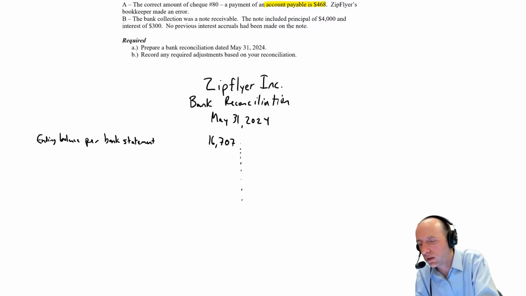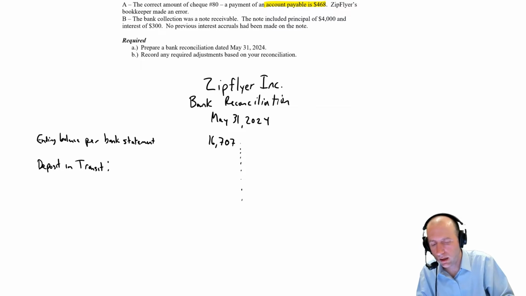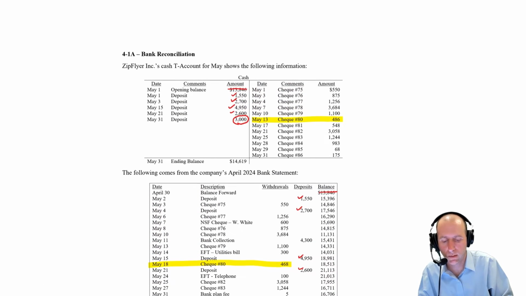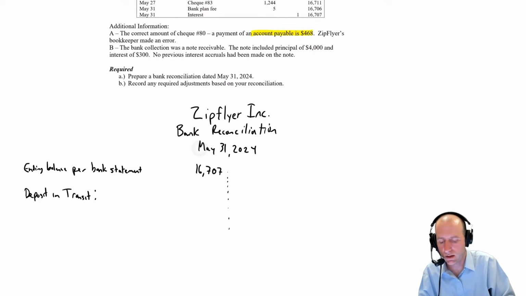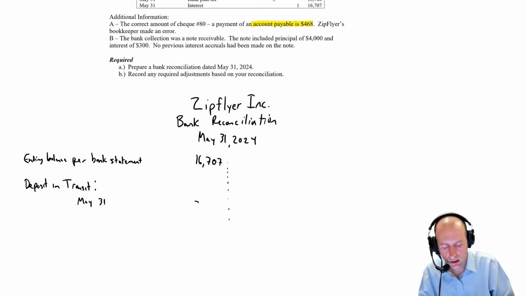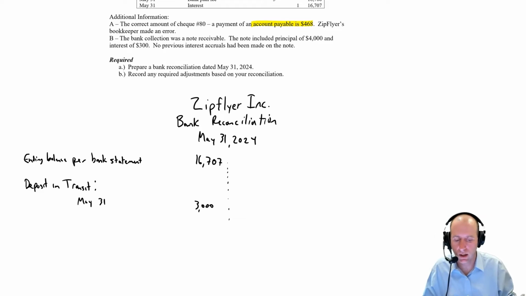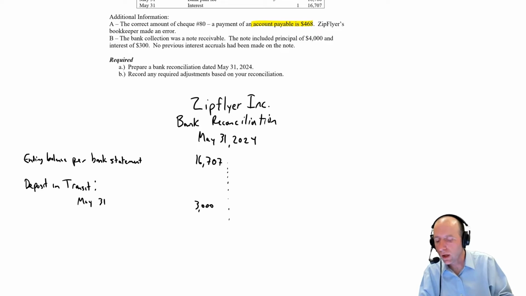Let me change my ink color here. Deposit in transit. I usually put in a deposit number or a date, and in this case it's May 31st. It's $3,000. Now if I had several, I would list them on the left and total on the right, just like I would do a balance sheet. Now let's do our outstanding checks.